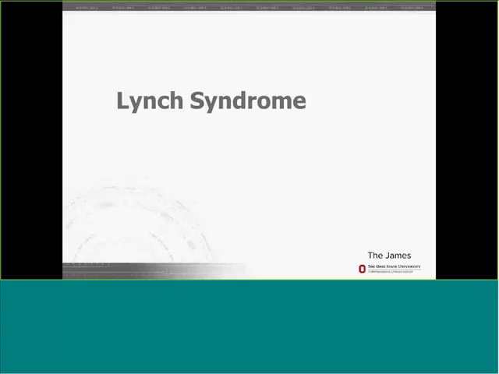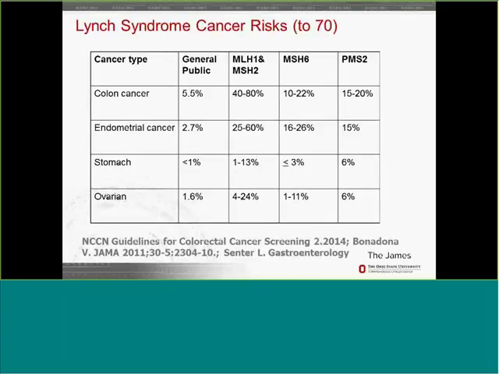Okay, so switching to Lynch syndrome, my favorite syndrome, so this is where I do my research. The general public's risk for colon, endometrial, stomach, and ovarian cancer is on the left, and then you can see the risk with the various genes; there are 4 different genes that can cause Lynch syndrome. And I think there are 2 things I want to point out here.